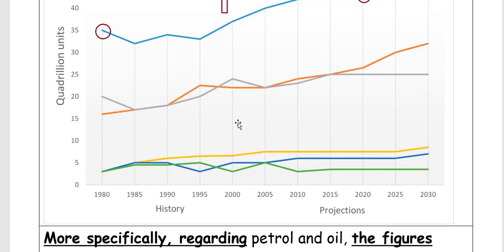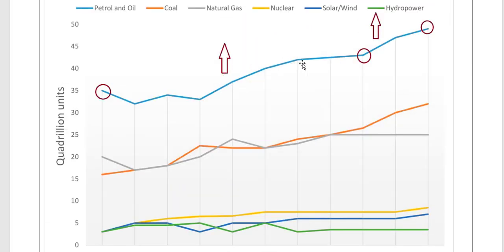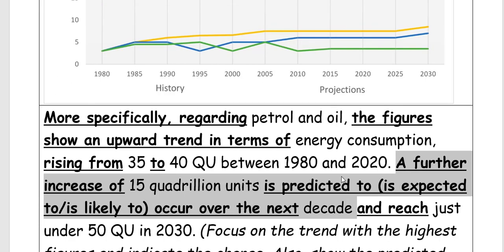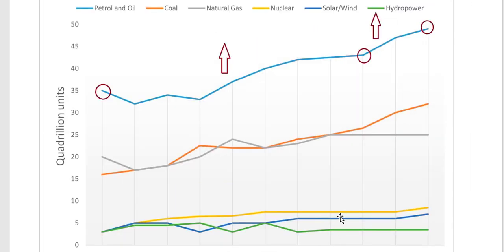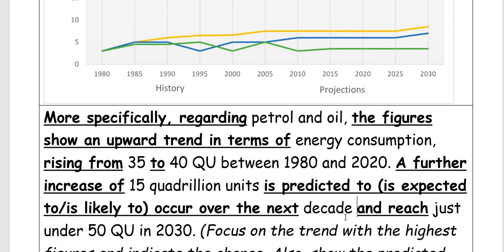So, okay, if you look at this carefully, we have a further increase, and reach just under 50 quadrillion units in 2030. So here we have 2030, and we see that there is an increase, and we need to indicate this.